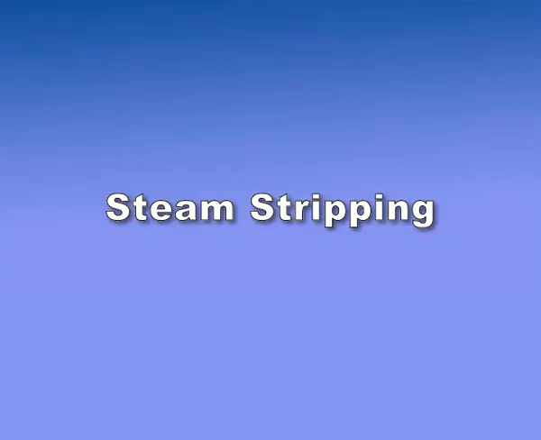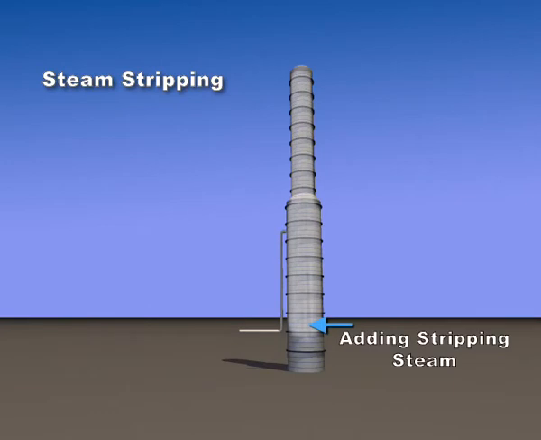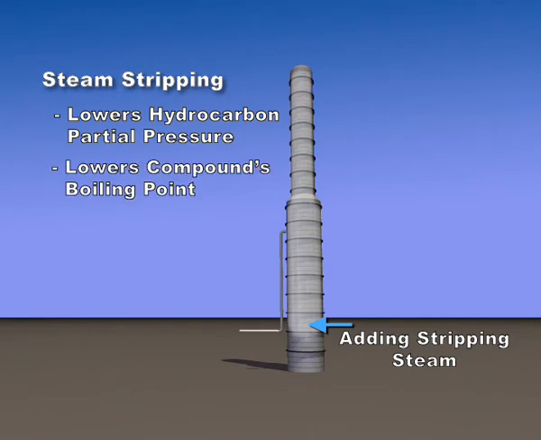Steam stripping may be required for compounds that will decompose at sustained high temperatures. Because normal distillation will not work effectively, steam is added. The addition of superheated stripping steam lowers the hydrocarbon partial pressure in the tower. This lowers the boiling point of the compound. Therefore, steam stripping will allow a fraction to evaporate at a lower temperature, avoiding the decomposition resulting from normal furnace reboiler operation.